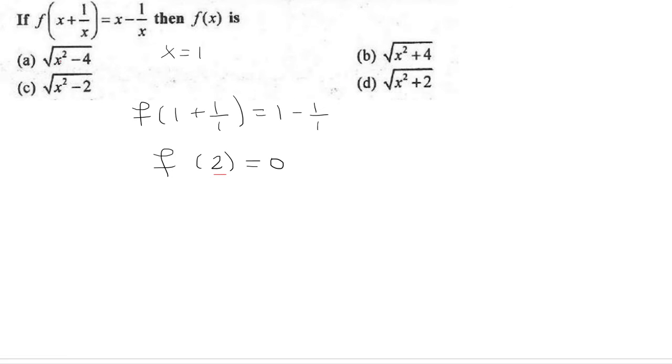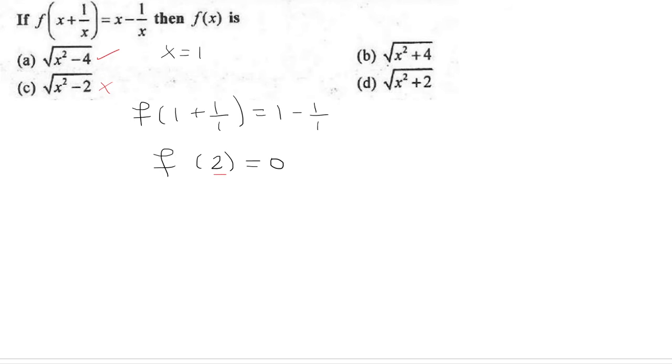If I plug in 2 for the first one, I have the square root of 2 squared minus 4. That's the square root of 4 minus 4, which is 0. This one works. Plug in 2 for c. I have 2 squared, which is 4. 4 minus 2 is 2. I get square root of 2, which is not 0. So that can't be it.